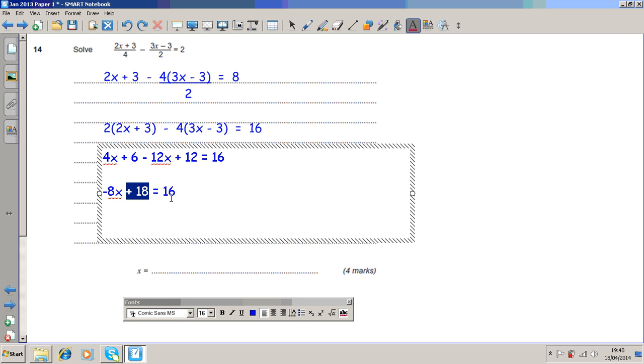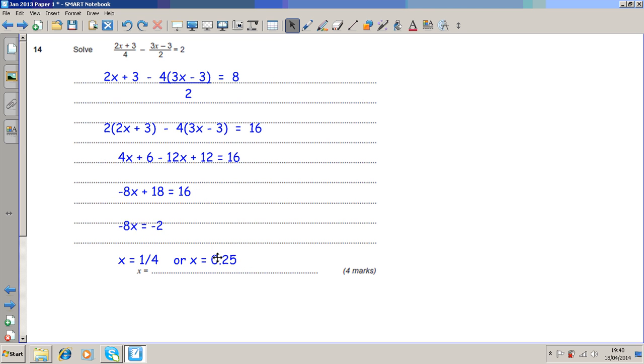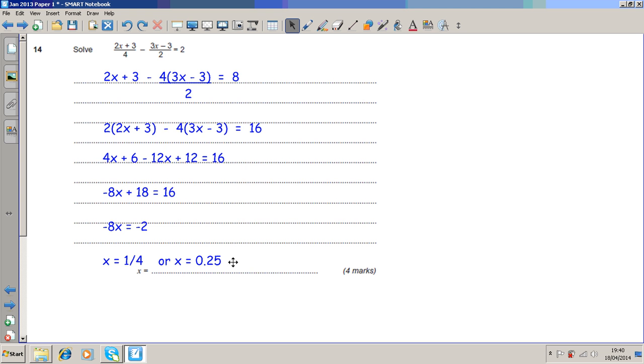I want to get rid of the plus 18 off this side, so I'm going to take 18 off there and 18 off there. I'm left with minus 8x equals minus 2. And now I'm going to divide by minus 8. So minus 2 divided by minus 8. Well, a negative divided by a negative is positive, and 2 divided by 8 is the same as a quarter. So it's a positive a quarter, or I guess if you like decimals, x can be 0.25. Alright.